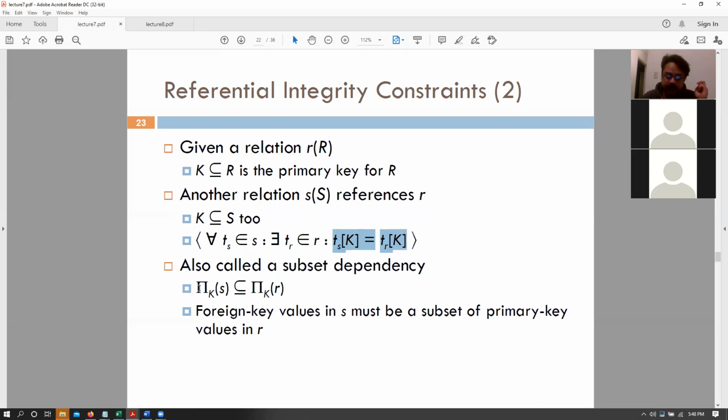We can also say it as this: project K from S is a subset of project K of R, right?